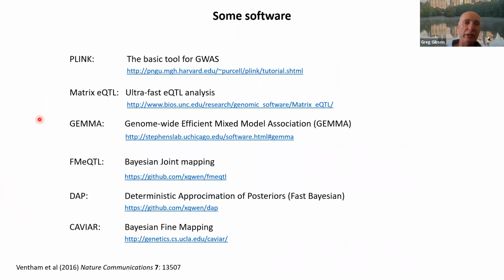I'm not going to talk in any detail about the software that's used for this. One of the standard tools for any sort of genome-wide association study is PLINK. It can also be used to do GWAS on not just one trait, but tens of thousands of traits, a little bit slow, but nevertheless that can be used. So PLINK is your basic workhorse for any sort of GWAS. It's good for eQTL.